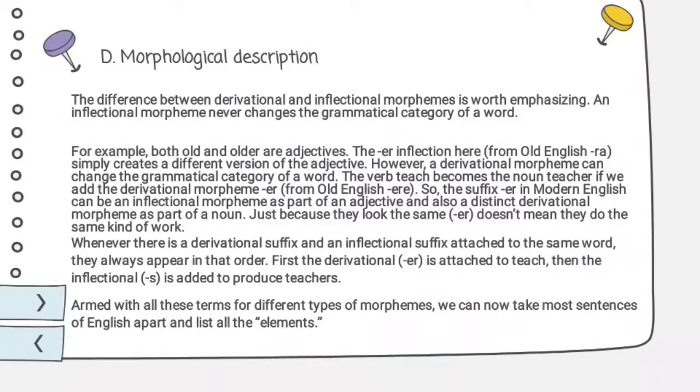Whenever there is a derivational suffix and an inflectional suffix attached to the same word, they always appear in that order. First, the derivational er is attached to teach. Then the inflectional s is added to produce teachers. Armed with all these terms for different types of morphemes, we can now take most sentences of English apart and list all the elements.